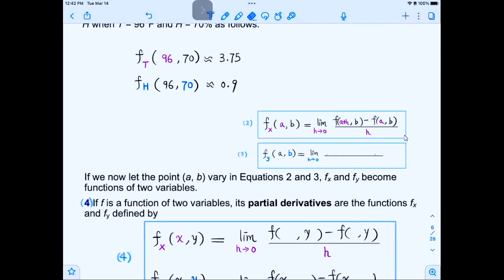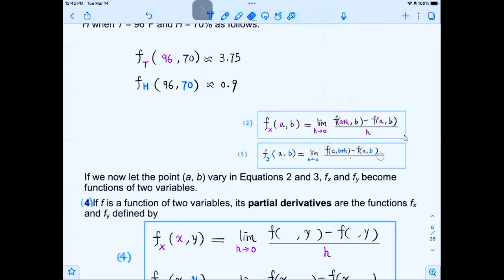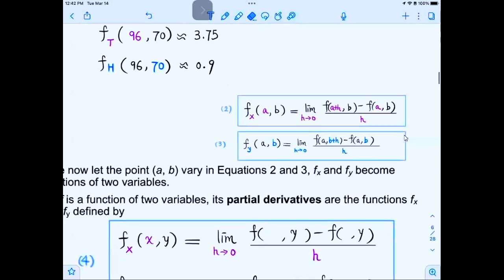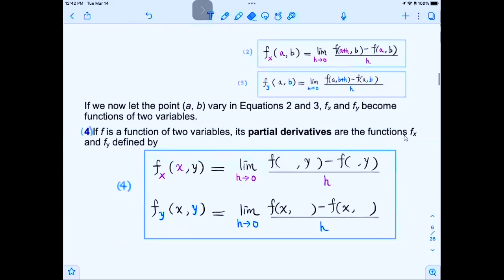F of A comma B plus H? Yes, you got it. Okay. So over H. So that's the one. That's the definition, partial derivative.